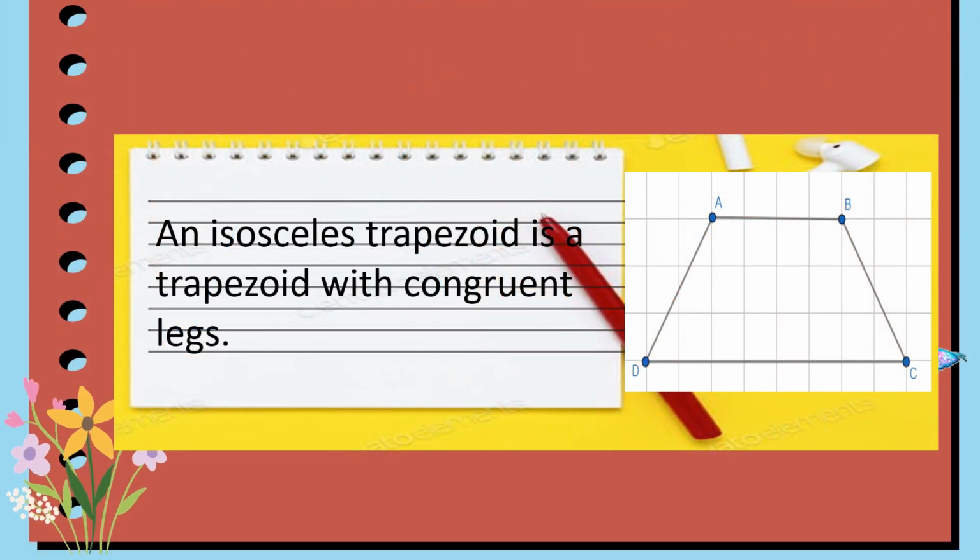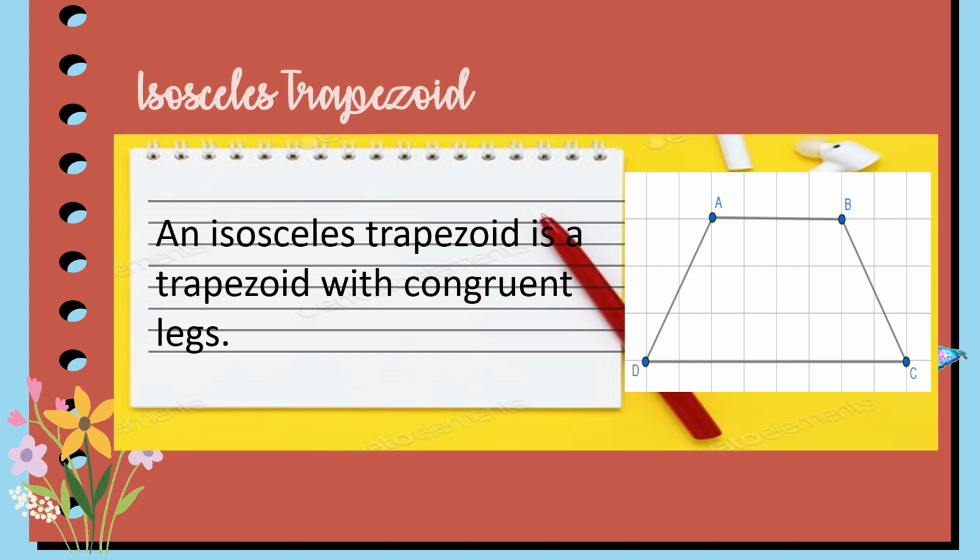There is a special kind of trapezoid, which is the isosceles trapezoid. An isosceles trapezoid is a trapezoid with congruent legs. Remember that not all trapezoids have congruent legs. Only an isosceles trapezoid is a trapezoid with congruent legs. So in the given isosceles trapezoid ABCD, the legs are AD and BC. So we can say that AD is congruent to BC.